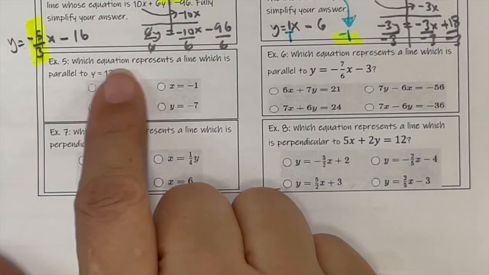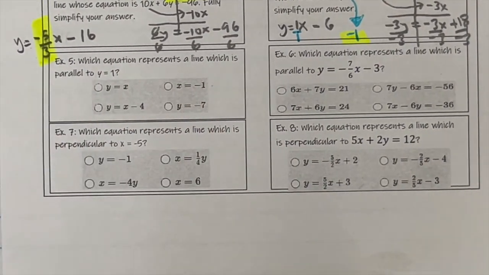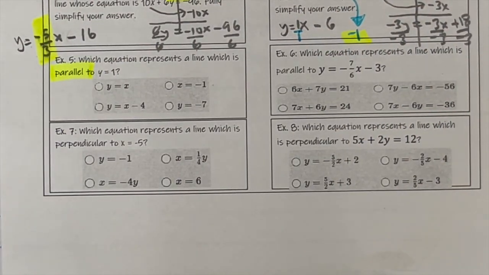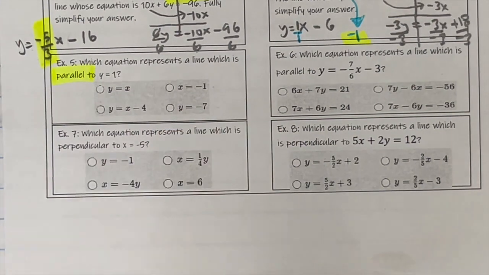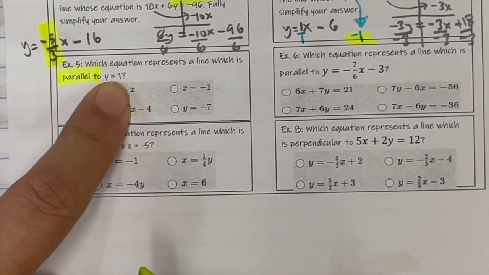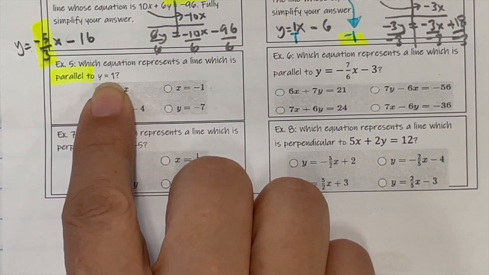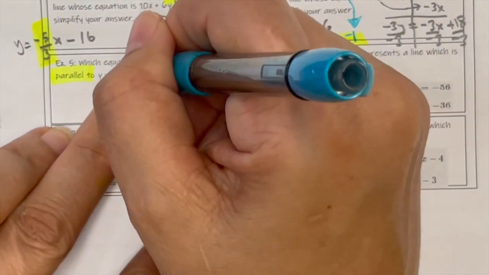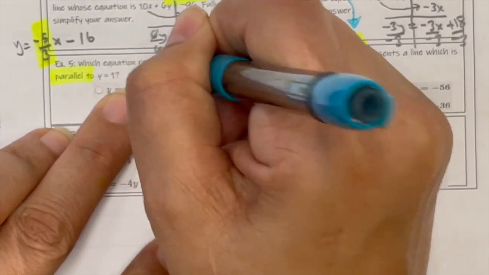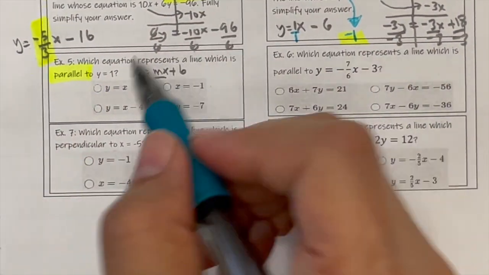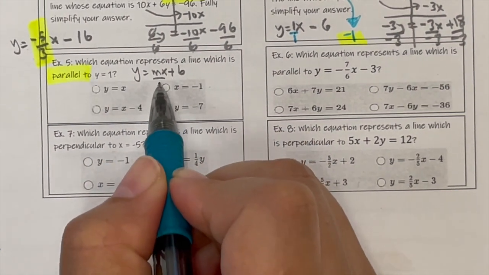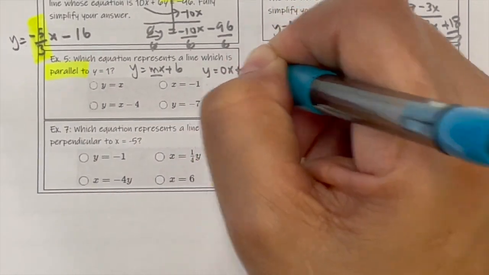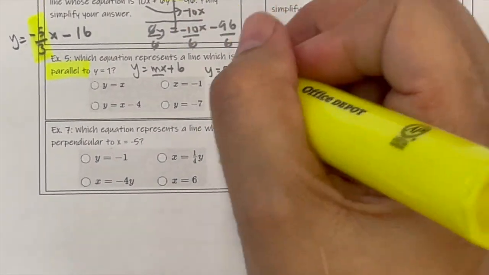Example 5, which equation represents a line that is parallel? So again, what does it mean for parallel? All right, for the slopes to be the same. So look at the slope, right? And it needs to be parallel to y equals 1. So what's the slope here? Actually, let's go ahead and talk about that. Remember, it has to be in y equals mx plus b, right? Where this is the slope. But I don't see an x in there. There is no x. So what does that mean? That it's 0. So this is really y equals 0x plus 1. So this is your slope right here.